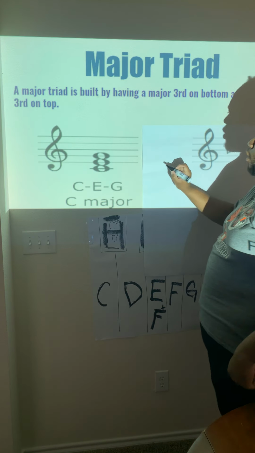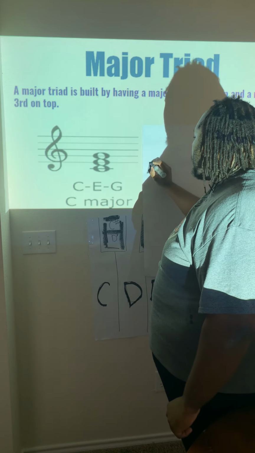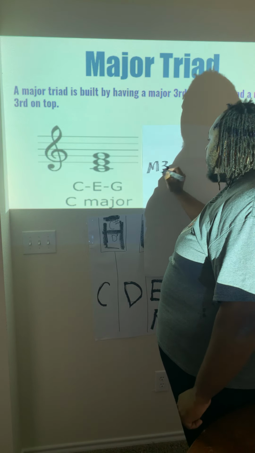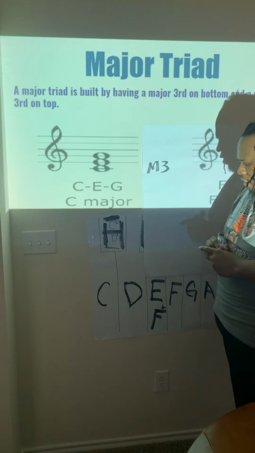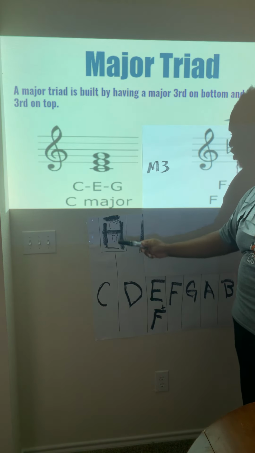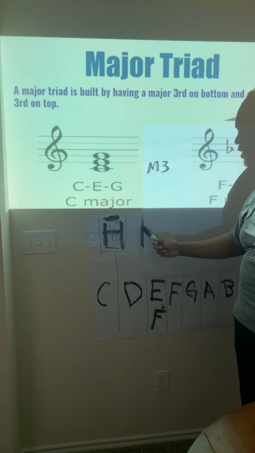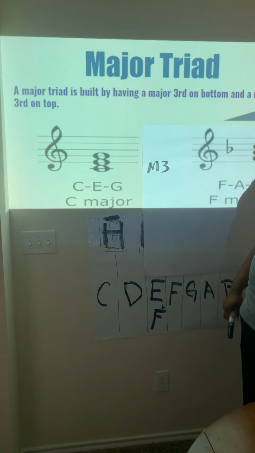And we indicate that by doing the following. We write a capital M and a 3. From C to E is a major third because, again, there are 4 semitones, which are C sharp, D, D sharp, and E in between.